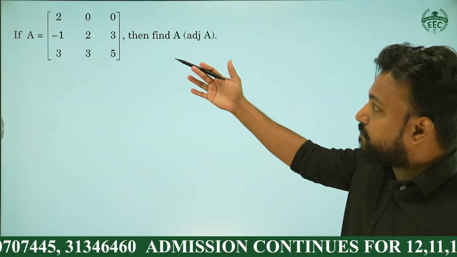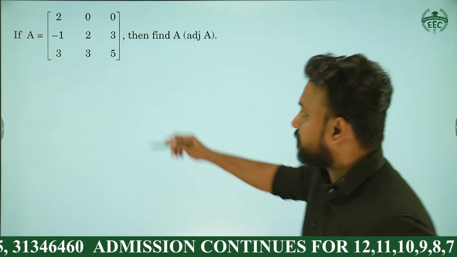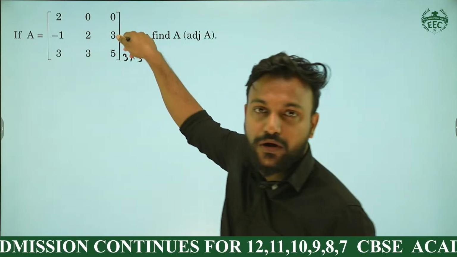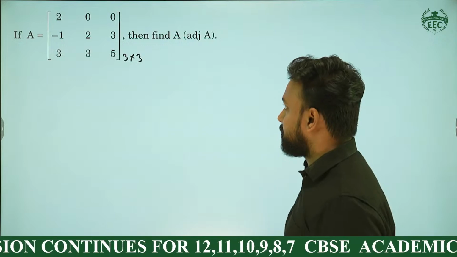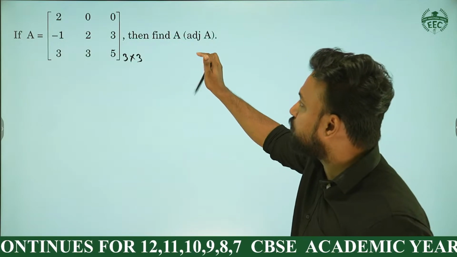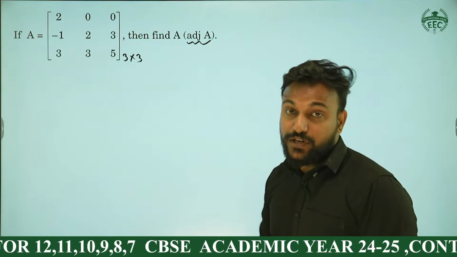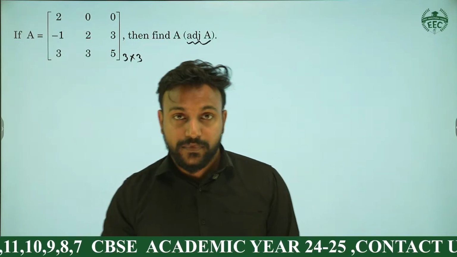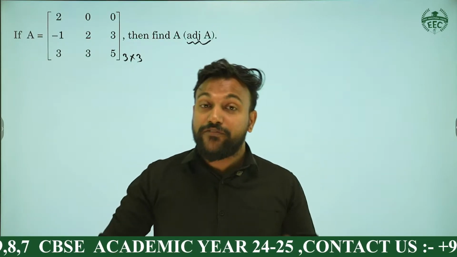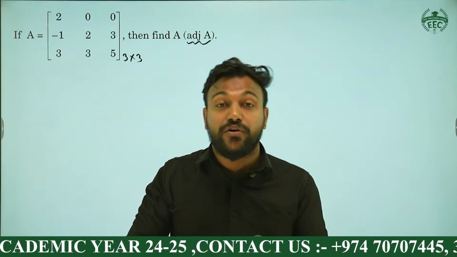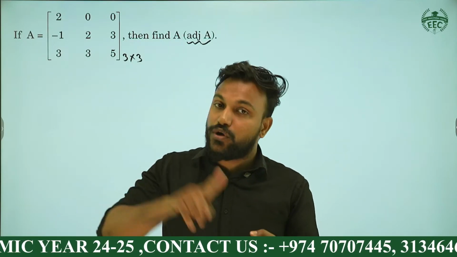they have given you a 3 by 3 matrix. The order of the matrix is 3 by 3, that is, there are 3 rows and 3 columns. Then you want to find A into adjoint A. So first of all we need to find adjoint A. To find adjoint A, you have to find the minor of A, then you have to find the cofactor of A, then you want to find the adjoint of A.